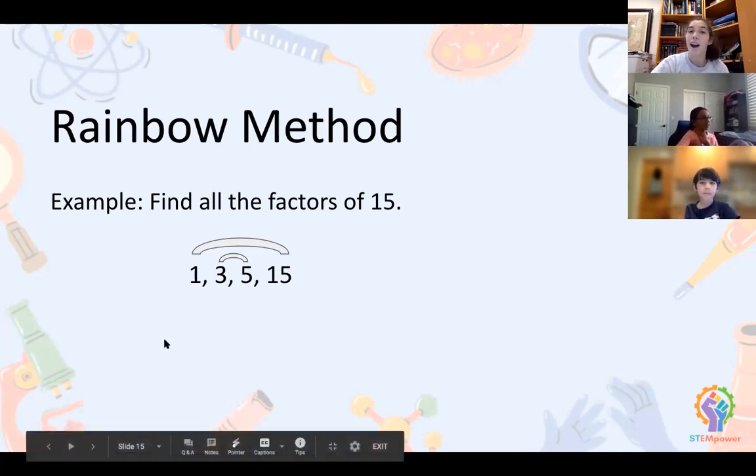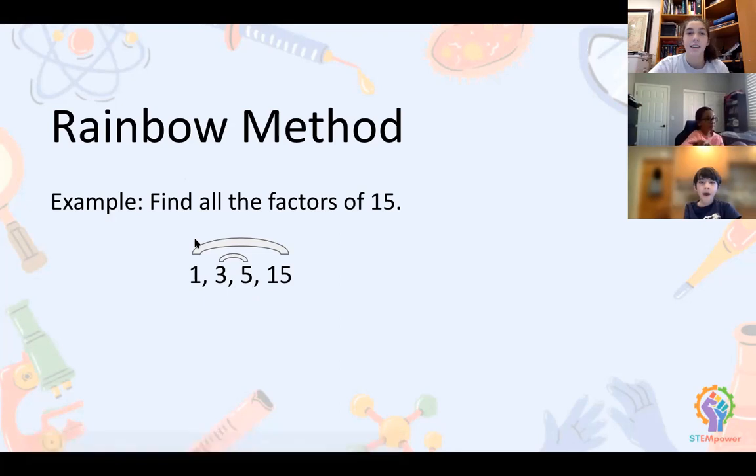So this is a method like the outside, like 1 and 15 equals 15, and 3 and 5 equals 15. Yeah, exactly. Yeah, so it's called the rainbow method because you have the big arch and then a smaller arch and a smaller arch, because each number is then multiplied by the other one on the other side. And I even still use this method even in 10th grade, so it's very useful.